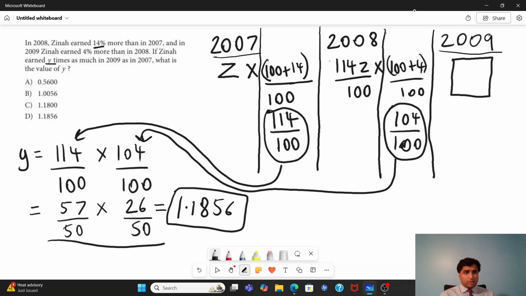And we look through all the answer choices. We have that answer choice D is the correct answer to this given question.